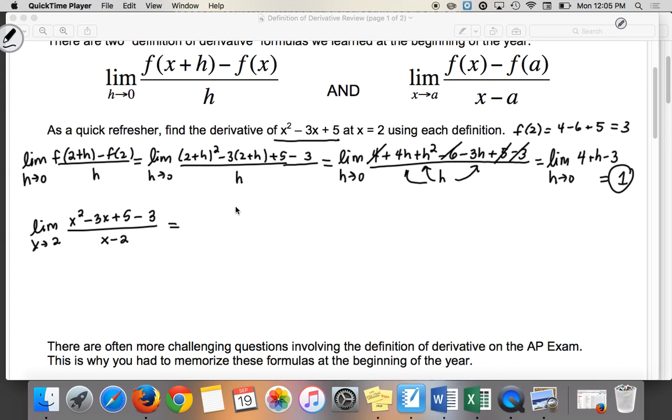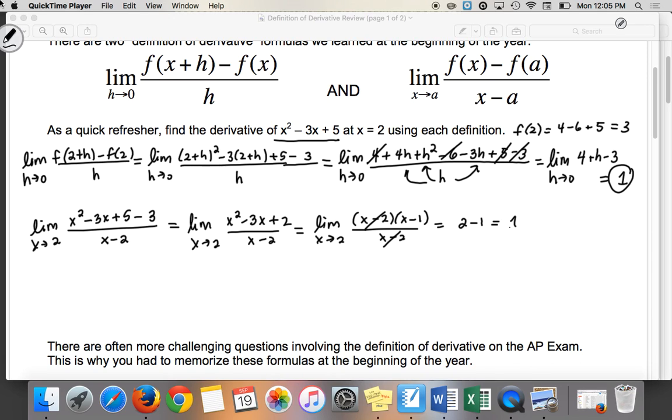All right, so as we do this, we get the limit as x goes to 2, and we have x squared minus 3x plus 2, and then all over x minus 2, which then factors. So this is why we did all those limit problems. So we factor x minus 2, x minus 1 over x minus 2. And we're not plugging in h equals 0 now, we're plugging in x as it goes to 2, right? So as we plug in x and we replace it with 2, we get 2 minus 1, which is also 1. Okay, so that's kind of a quick refresher of these two definitions. Do we feel comfortable doing that?